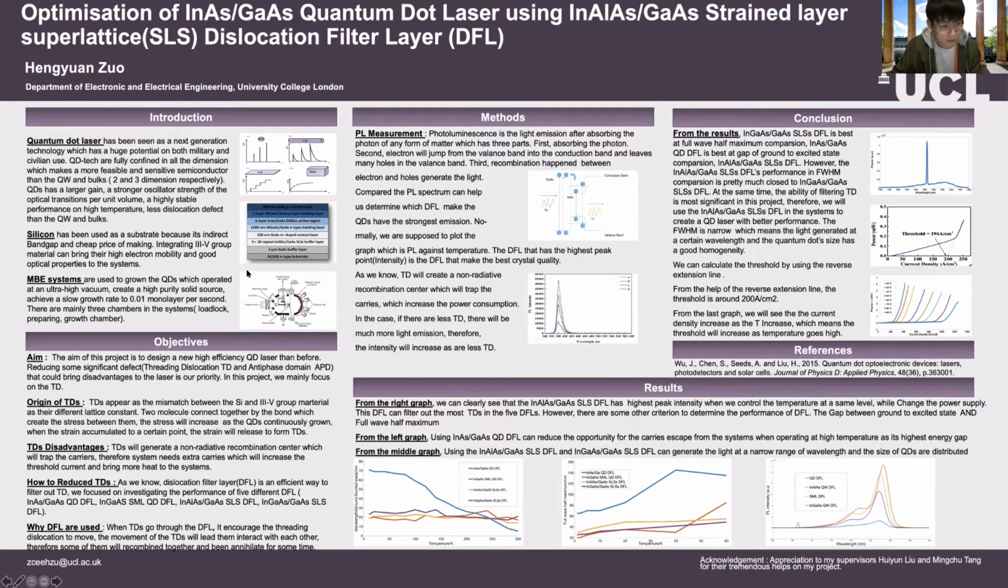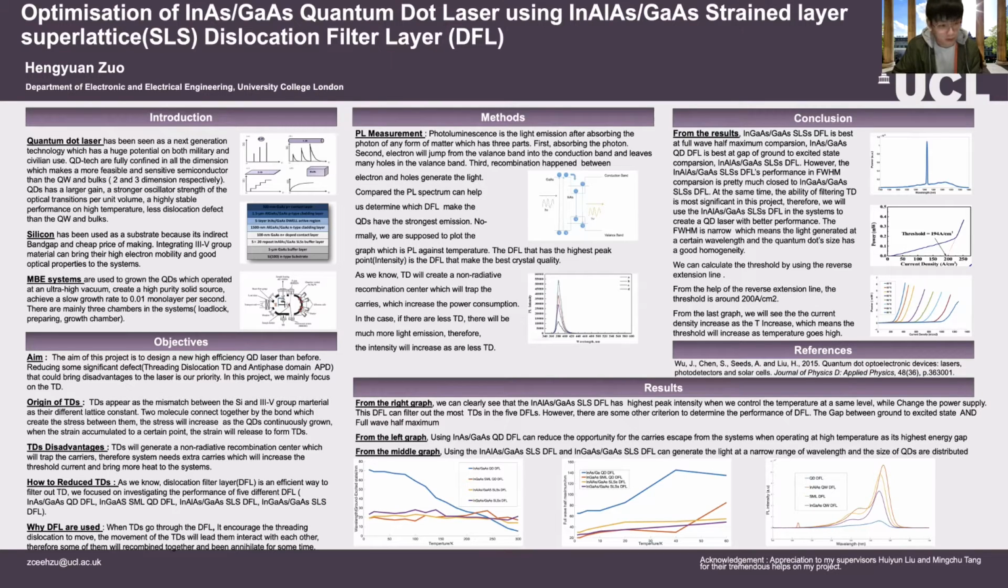So next is about the silicon substrate. We use silicon as a substrate because it's an indirect band gap material and it is cheap to make. Integrating the III-V group materials can bring high electron mobility and good optical properties to the system.